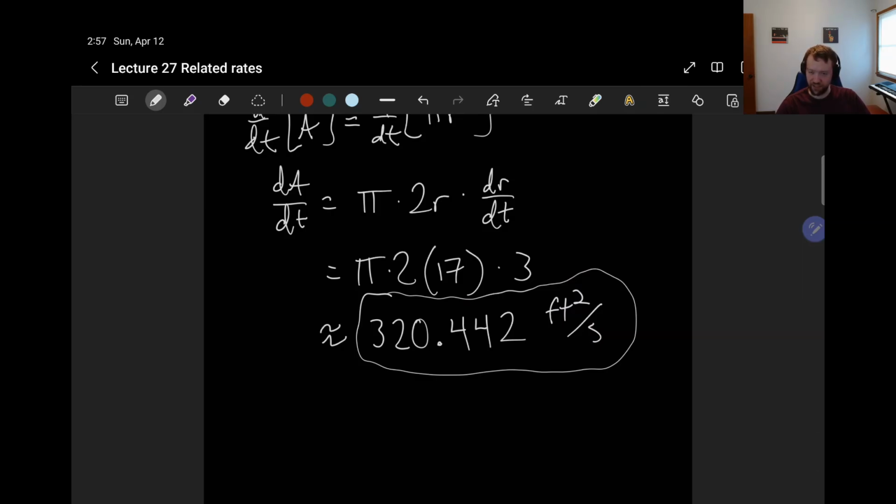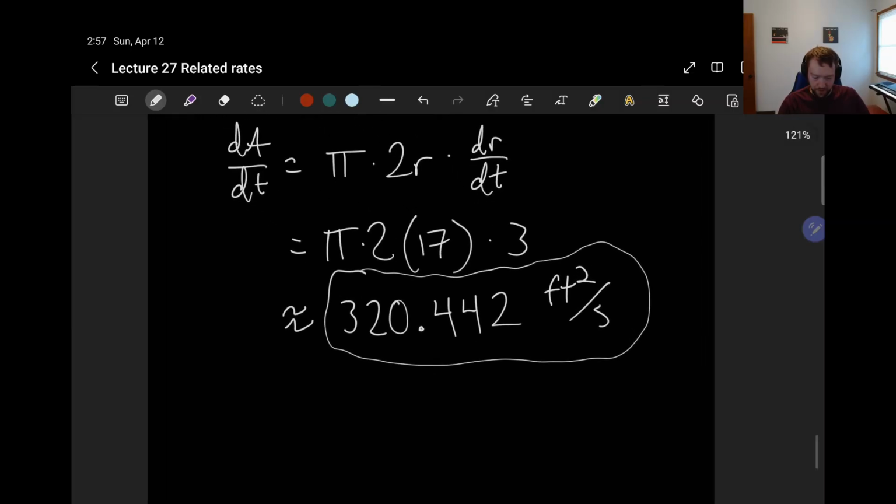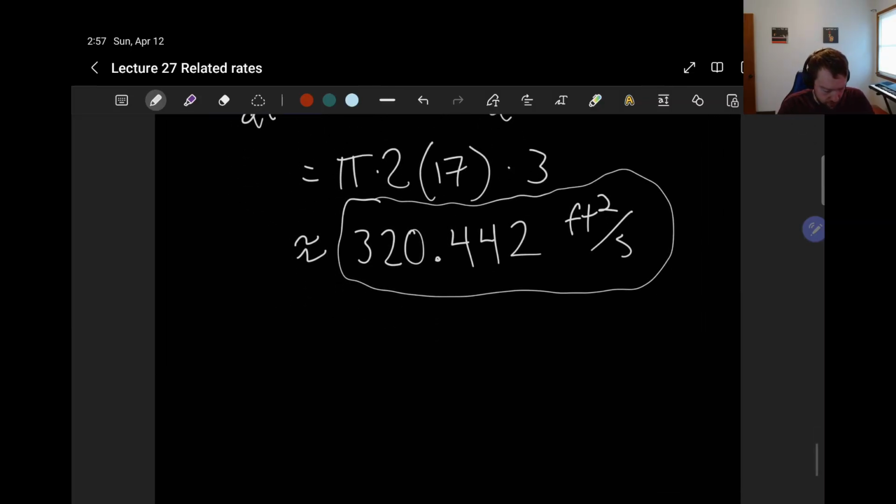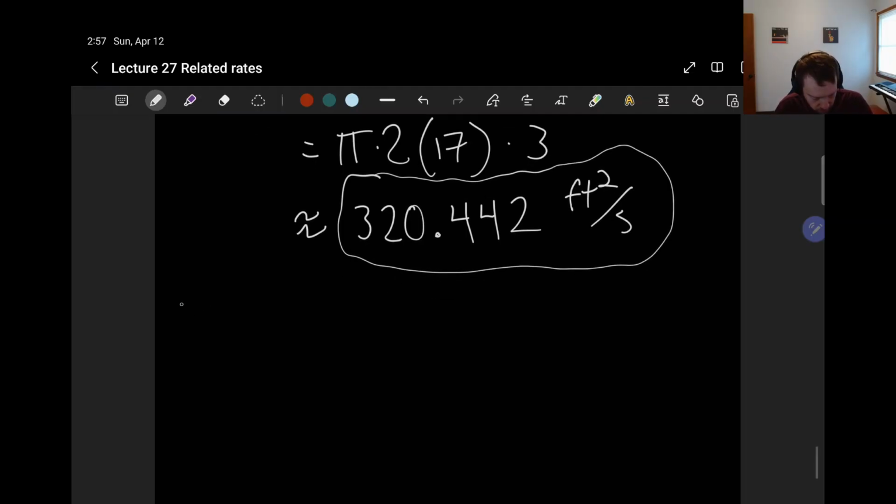Right, that seems pretty fast now that I think about it. It's a pretty quick rate of expansion of the area. All right. Let's do one more. Another physics-related problem.